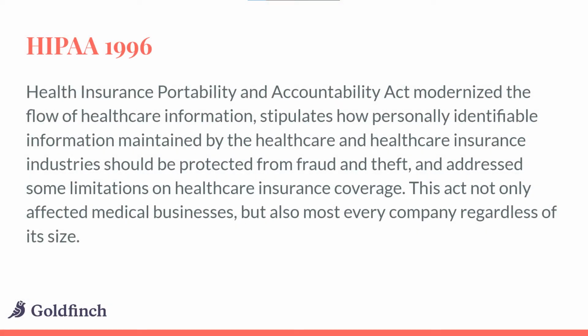Past examples of regulatory risk areas include Health Insurance Portability and Accountability Act 1996. Health Insurance Portability and Accountability Act modernized the flow of healthcare information, stipulates how personally identifiable information maintained by the healthcare and healthcare insurance industries should be protected from fraud and theft, and addressed some limitations on healthcare insurance coverage. This act not only affects medical businesses, but also most every company regardless of its size.